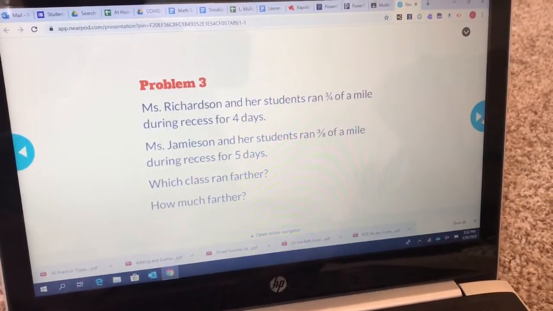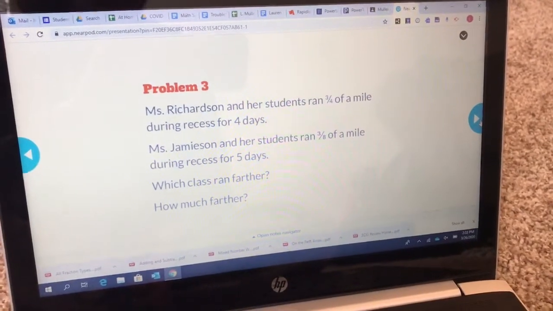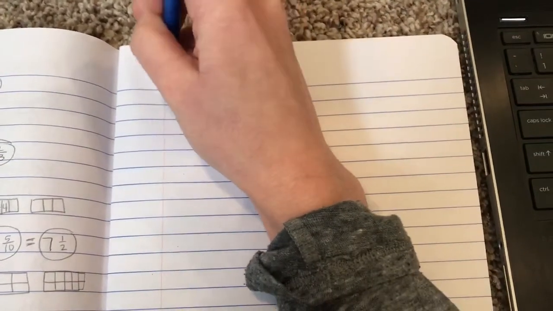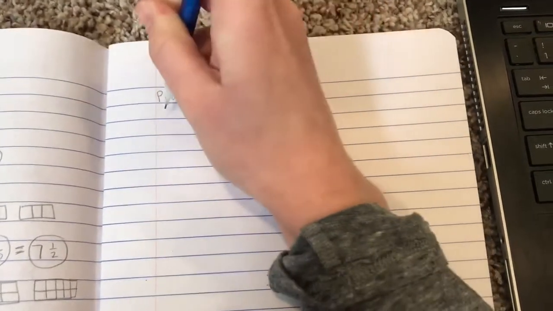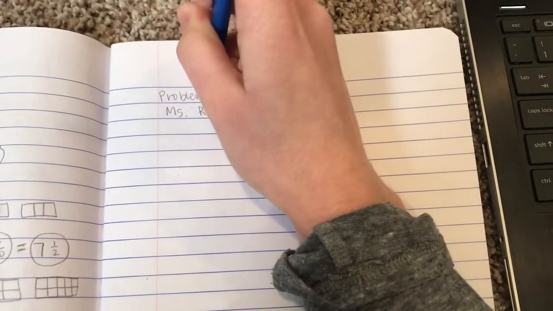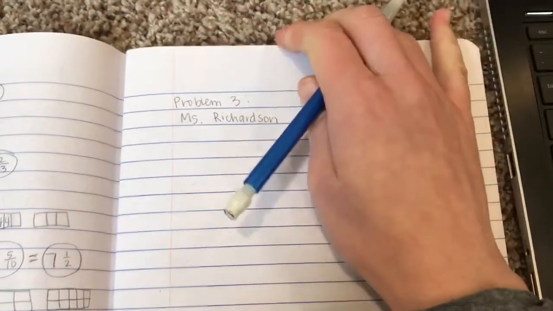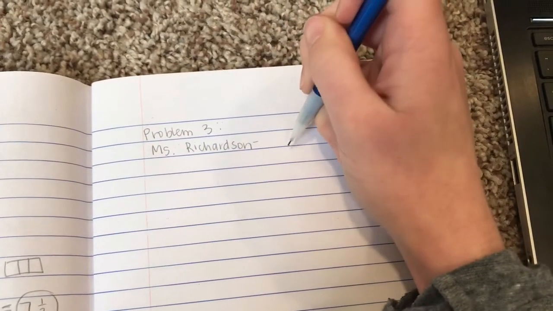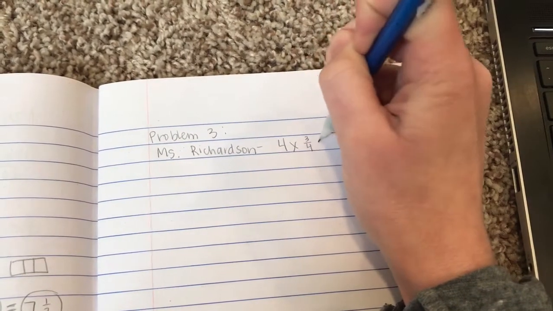All right, in order to come up with which class ran farther, we have to first calculate how much each class ran. So I'm going to switch on over here to my notebook, and let's get started. All right. So this is problem number 3. So we're going to start with figuring out how much Miss Richardson's class has ran. So I'm going to label with Miss Richardson, and I know that her class ran 3/4 of a mile for 4 days. So I'm going to do 4 times 3/4.